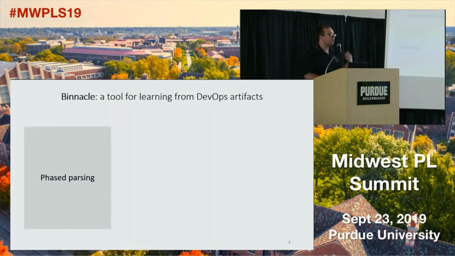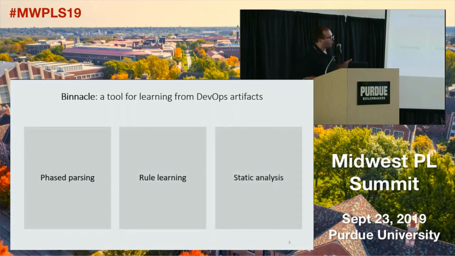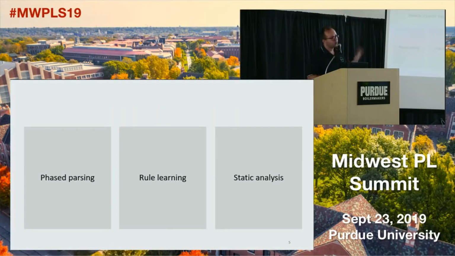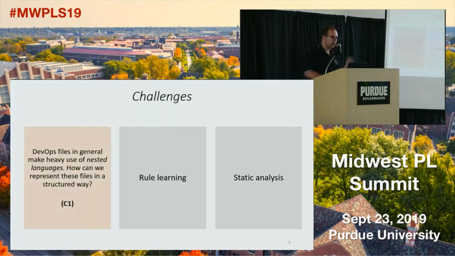We're going to need good structural representations of these artifacts if we want to do things like rule mining. And if we can do rule mining, then we could write a static analysis in 1, 2, 3: we parse things, we learn rules, we apply them. We've helped you write better DevOps artifacts. But there's no free lunch, right? There are challenges in each of these areas.